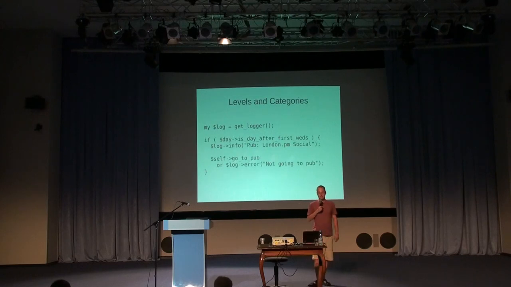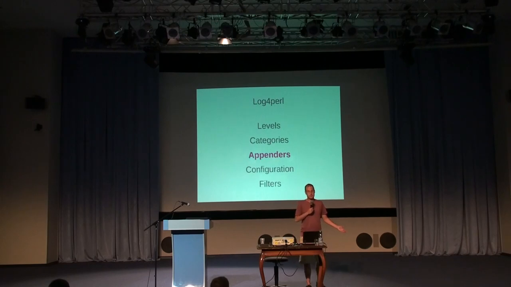And you can combine levels and categories. So here this is basically how you would use Log4perl in your code. It's this simple. Get logger, it gets you the Log4perl object. It's a singleton object, so there's only one of it in your code base. And then you can call methods on $log. So it's really easy to use in your code, and you can switch it off when you don't care about it.